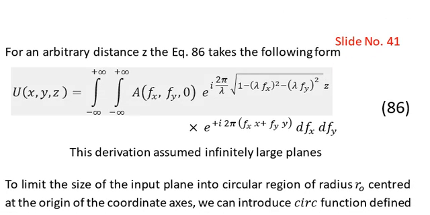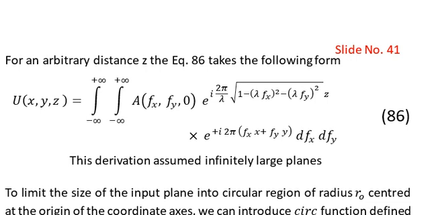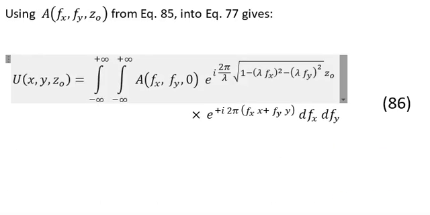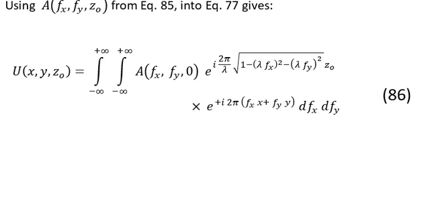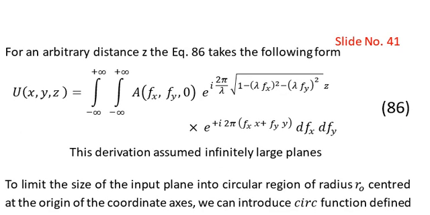For an arbitrary distance z, equation 86 takes the following form. So you see that rather than making a particular substitution, that is z is equal to z naught, we are replacing z naught by our distance z, so that we can have a more generalized solution. That is, for any value of z, the field is given by equation number 86, which is u of x, y, z, and on the right hand side we have the integral which I have already explained.